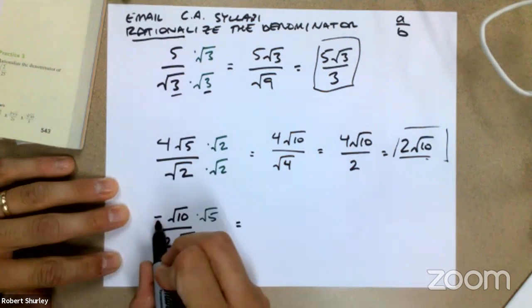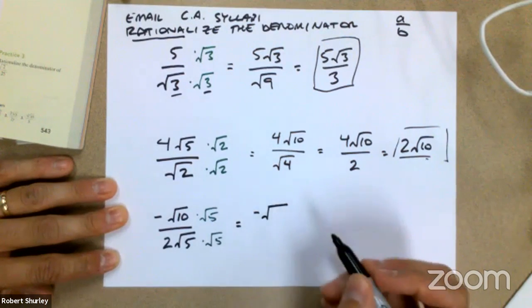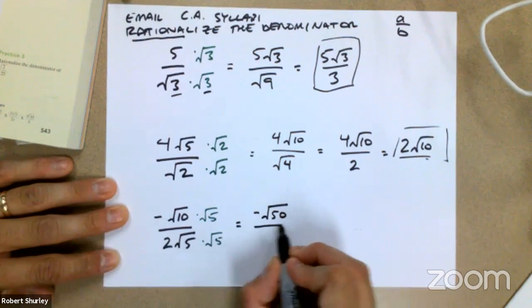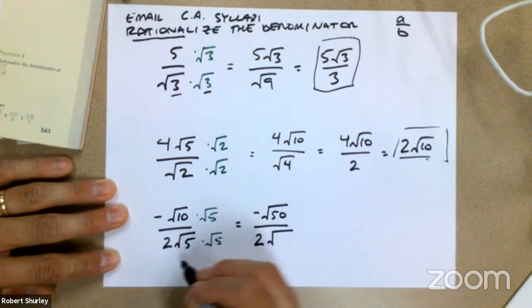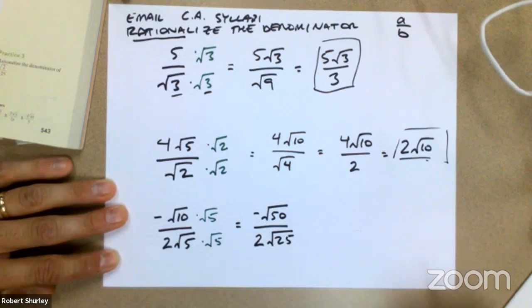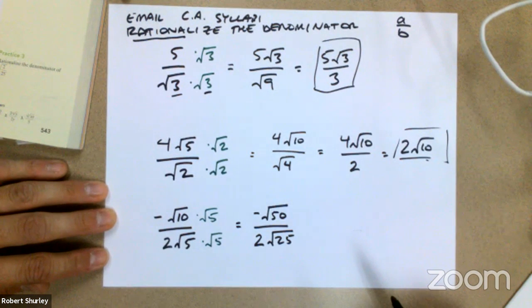Okay, let's see here. So the negative's on the outside. That's fine, right? Negative couldn't be on the inside here. So we get negative square root of 50 over 2 square root of 25, right? 5 times 5, 25, 5 times 10, 50. And now we've got to simplify this thing.